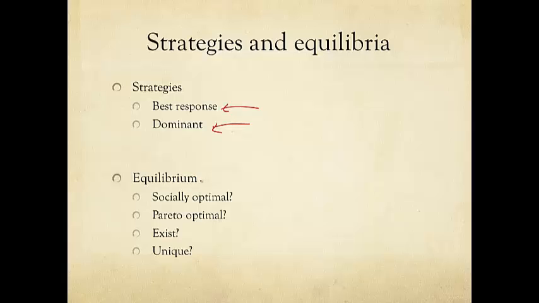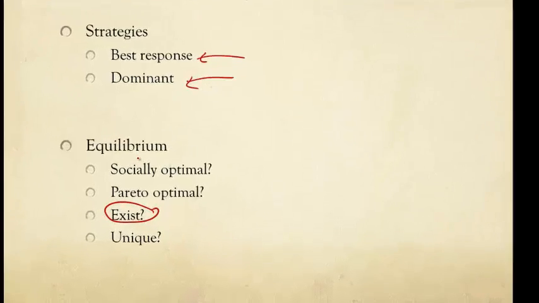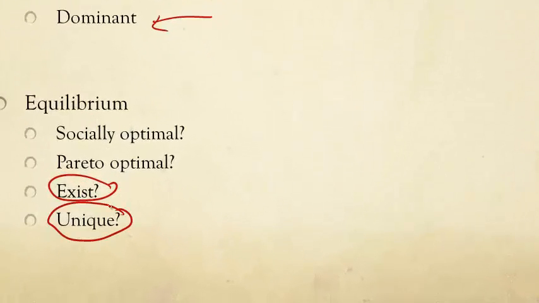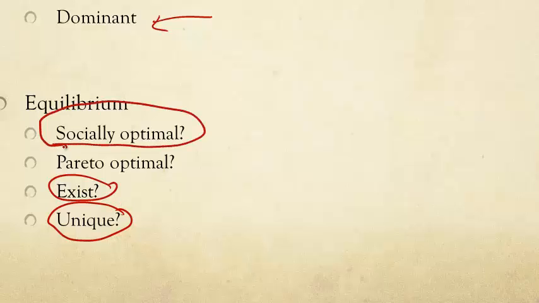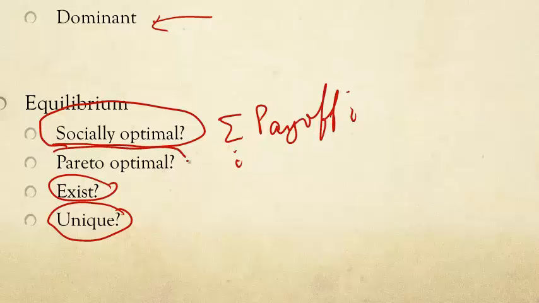So we see that Nash equilibria may not exist. Well, both examples we just saw, they exist. It may not be unique if it exists. We saw an example with two Nash equilibria. And none of the Nash equilibria might be socially optimal, maximizing the summation of payoffs, or even be Pareto optimal.